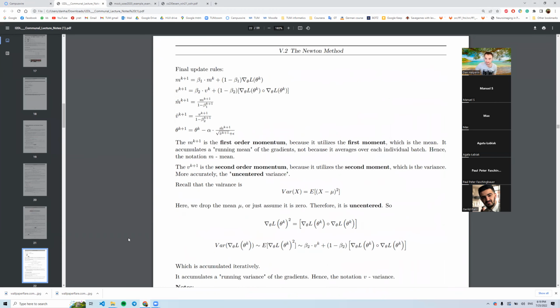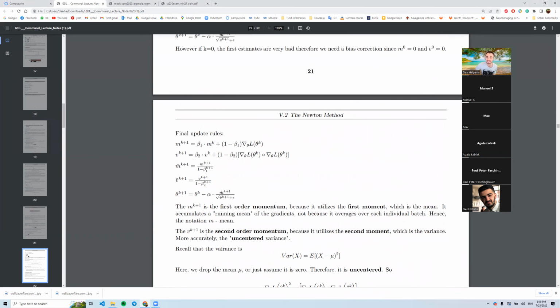Thank you, Daniel. Thank you for that. Yeah, losing context. Okay, so the bias correction. I'm sorry, we wanted to talk about that before.